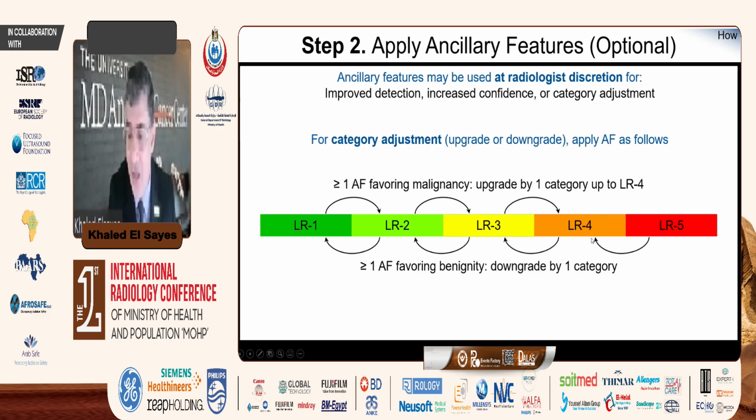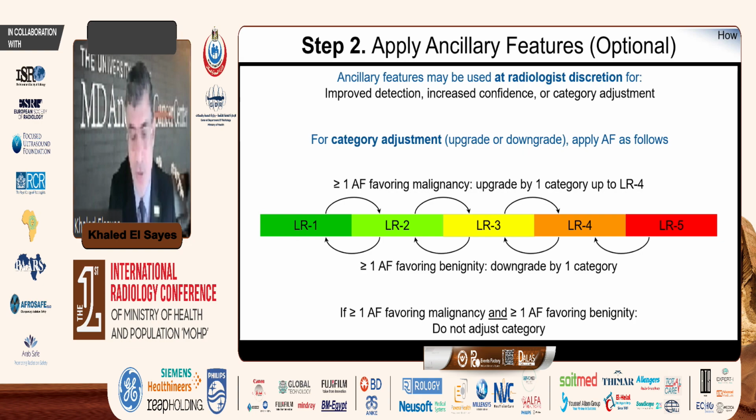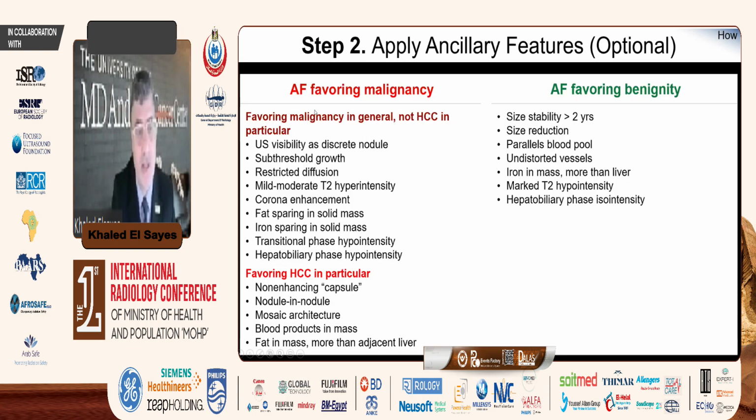You can use it to downgrade because, again, you aim to keep the very high sensitivity and specificity in these cases. You don't upgrade by more than one category, and you can't downgrade by more than one category. So just one category, you can't use more than one major feature. You can use features of malignancy and benignity to cancel each other, but you can't use them to upgrade by more than one category. Okay, this is an example. Those are the ancillary features favoring malignancy, those are the ancillary features favoring HCC in particular, and those are ancillary features favoring benignity.